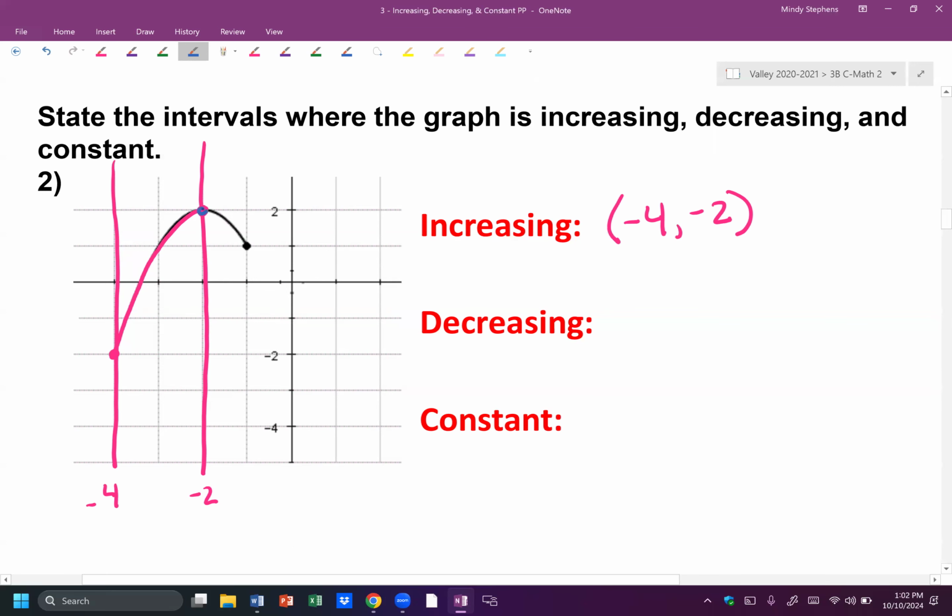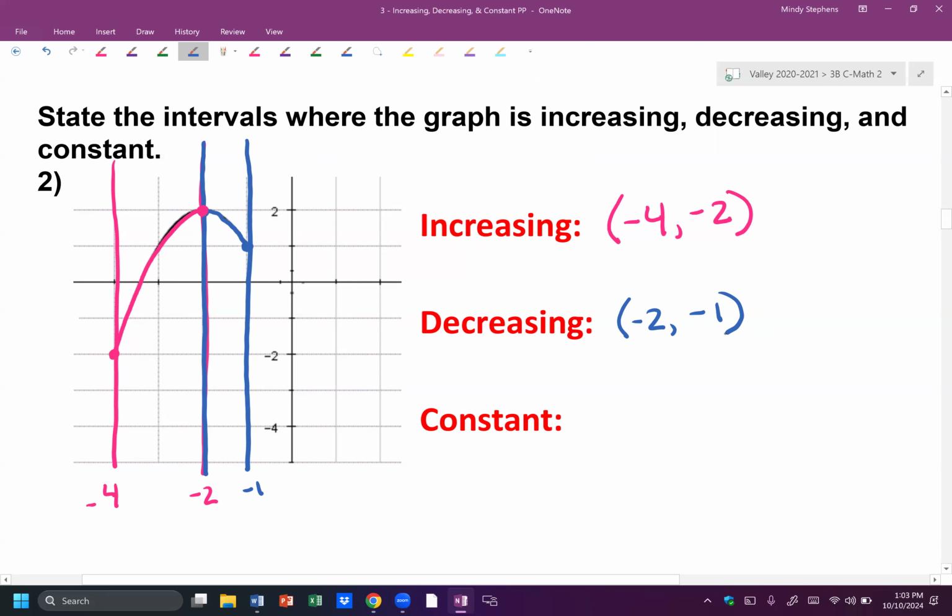Then from that same spot, it starts to decrease down to here. So this is where it starts decreasing. This is where it stops decreasing. And that second line's at -1. So it goes from -2 to -1. And that's it. The graph's done.